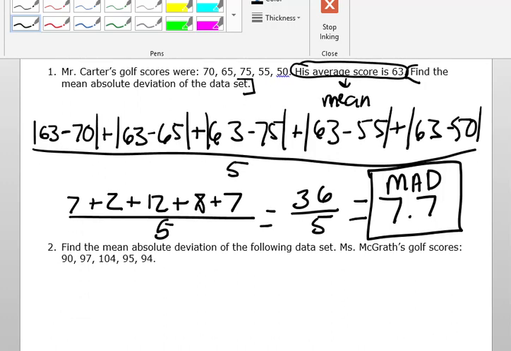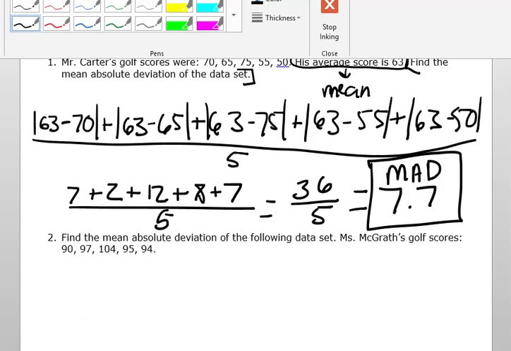All right, moving on. Finding the mean absolute deviation of the following set. So this is Miss McGrath's golf scores. We have 90, 97, 104, 95, and 94. So what I'm going to do is add these all together. 90 plus 97 plus 104 plus 95 plus 94. That's going to equal 480. I divide that by 5. Okay, and I get a mean here of 96. So the mean is 96.